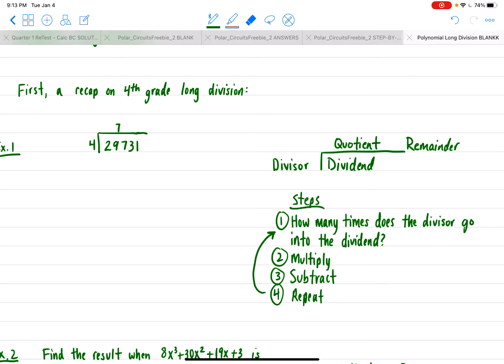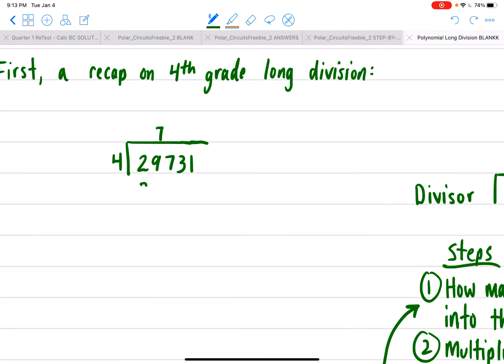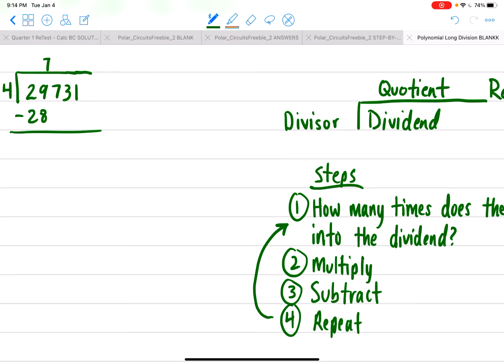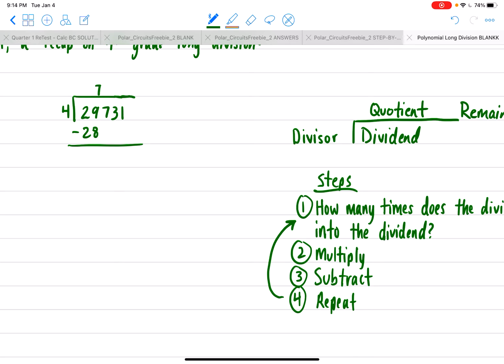So how many times does the divisor go into the dividend? That's going to be 7. So we do 7 times 4 is 28, and we write that here. And you remember what we do? We draw a line and then we subtract. So number 2 is you multiply. Number 3 is you subtract. So we do 29 minus 28.